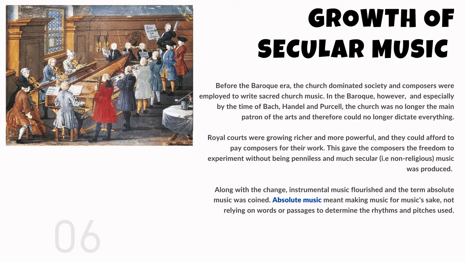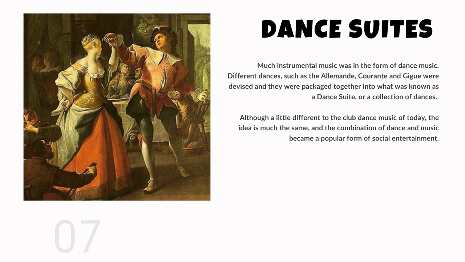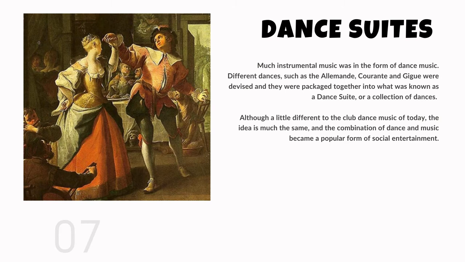Along with the change, instrumental music flourished and the term absolute music was coined. Absolute music meant making music for music's sake, not relying on words or passages to determine the rhythms and pitches used. Much instrumental music was in the form of dance music. Different dances, such as the Allemande, Courante, and Jig, were devised, and they were packaged together into what was known as a dance suite, or a collection of dances. Although a little different to the club dance music of today, the idea is much the same, and the combination of dance and music became a popular form of social entertainment.